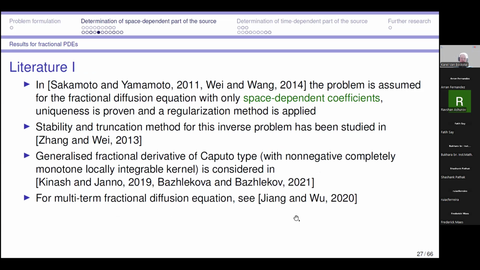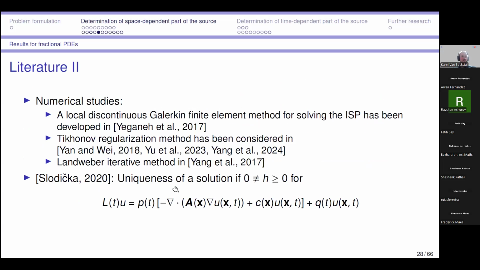In the literature, before all, space-dependent coefficients were considered, with works of Sakamoto and Yamamoto discussing the uniqueness of the solution and also regularization methods. Similar problems where a general kernel is considered are studied by Kinash and Yamamoto, also by Bajlekova. Multiterm diffusion equations are also considered.